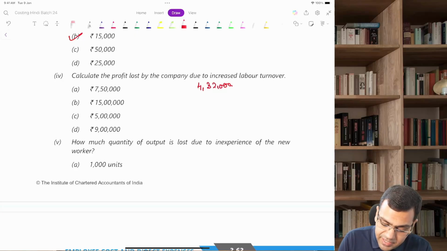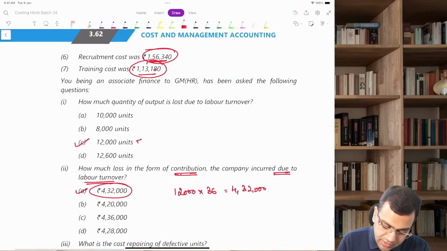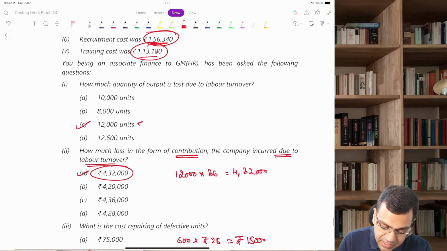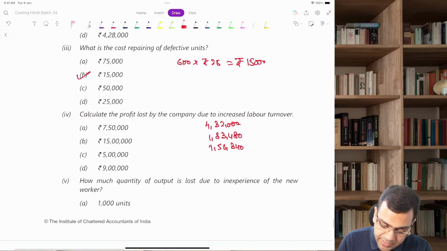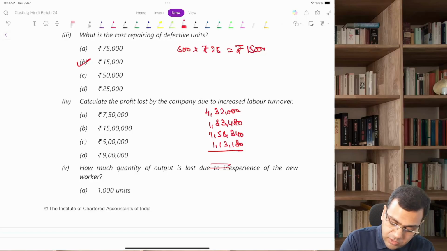Then they have 1,83,480. That is your recruitment cost, settlement cost, then recruitment cost of 156,340. After that, we have the training cost of 113,180. So take the total of all this, 4,32,000 plus 1,83,480 plus 1,56,340 plus 1,13,180.